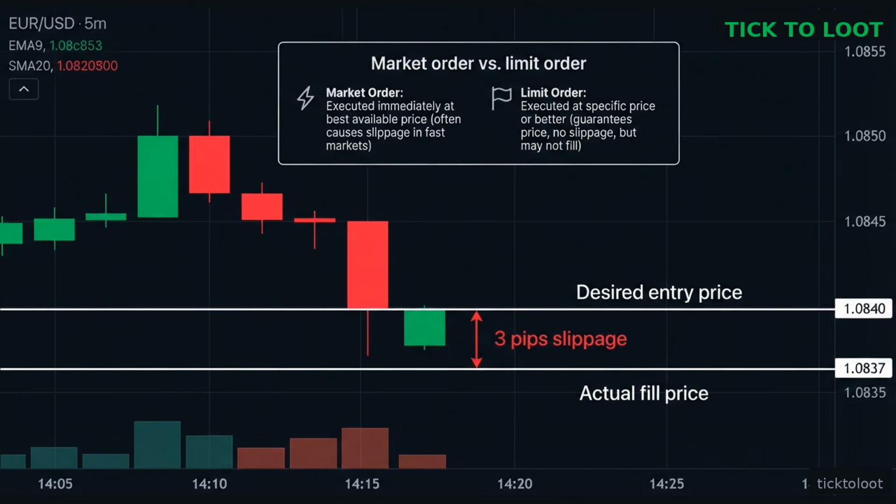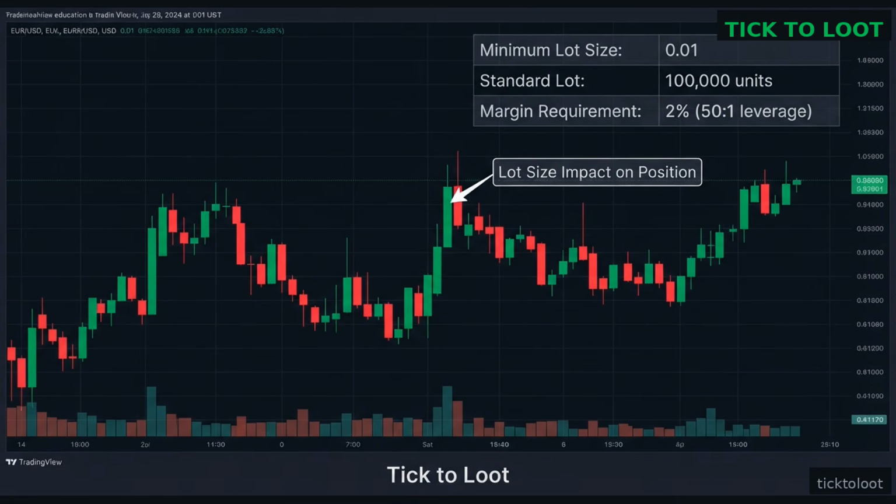If you consistently see slippage larger than 2 pips, you may need to switch to a broker with better execution speed or use limit orders where appropriate. Understanding execution type and slippage policy ensures your automated strategy's assumptions match reality, preventing unexpected losses. Now we move on to step 3.